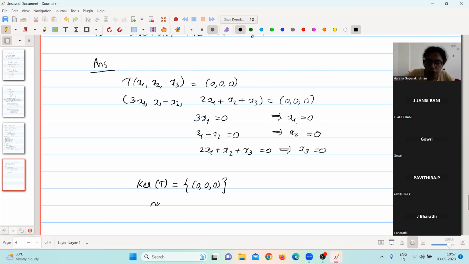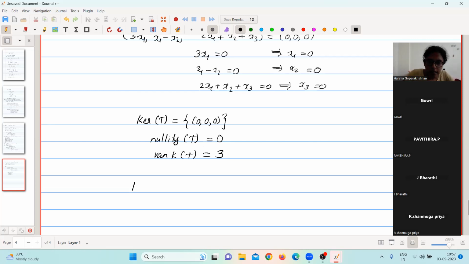So nullity of T equals 0. And what is rank of T? 3, because it is defined on R3, by rank nullity theorem, rank plus nullity equals 3. So rank equals 3. So nullity of T equal to 0 means it is one-one. Rank of T equal to 3 means it is onto also, like the range contains all the space R3. So we got it is a bijection. Since T is a bijection, we can say it is invertible.